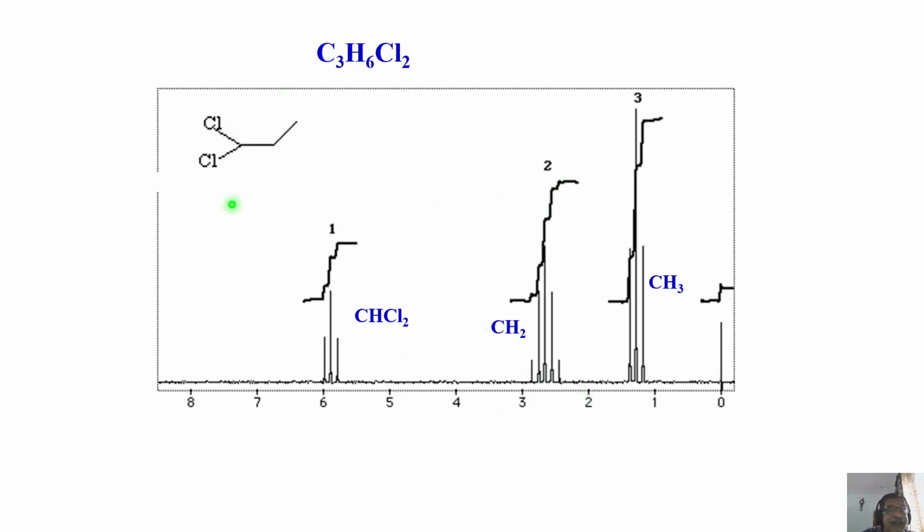What about this CH? This CH is experiencing coupling with CH2. What will happen then? It will become a triplet. But now the intensity ratio agrees. This is 1 proton, this CH. This is 2 protons, CH2. This is CH3, 3 protons here. So the intensity ratio agrees. The multiplicity pattern also agrees. You know how to interpret.